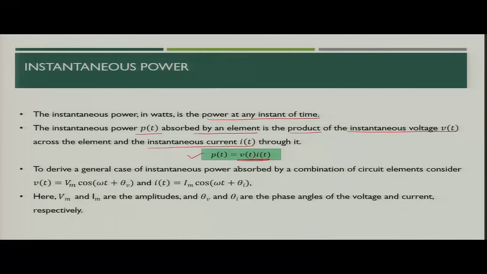So how will we calculate the value of power? Suppose we have voltage v(t) as Vm cos(omega t plus theta V), where theta V is the phase for voltage, and i(t) is nothing but Im cos(omega t plus theta I), where theta I is for current. Here Vm and Im are the amplitudes, and theta V and theta I are the phase angles for the voltage and current respectively.